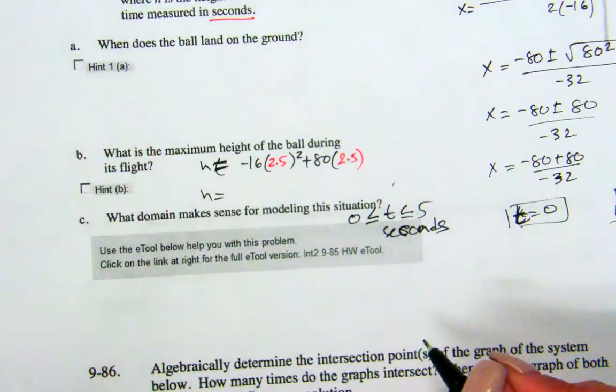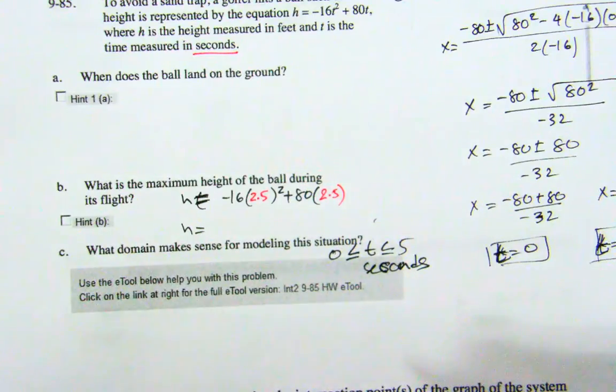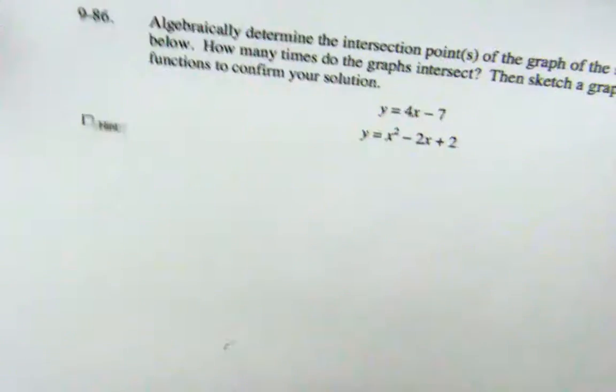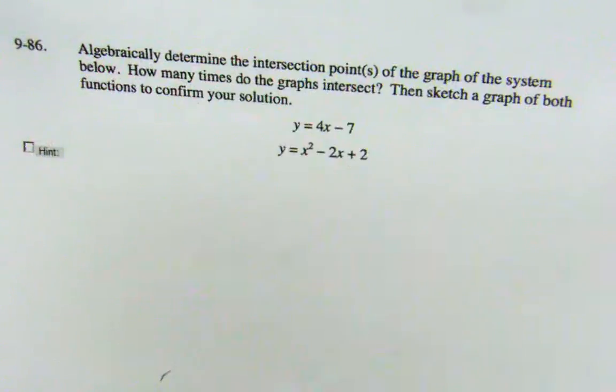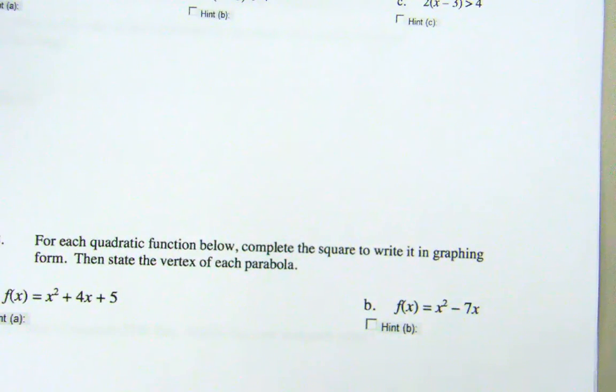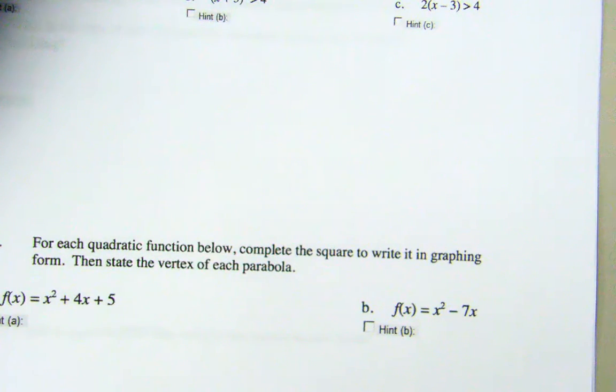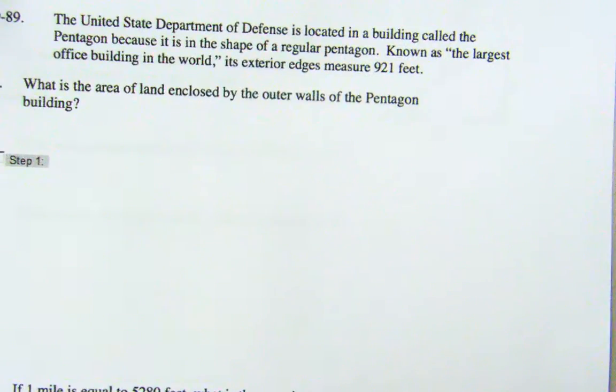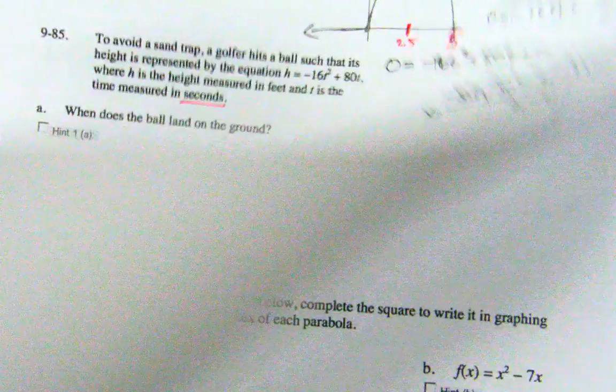All right, so that was 85. You can see that we just spent 10 minutes on 85, so you can see the rest of this is probably going to be, well, we'll see how it goes. Is there another parabola one I can just put together with this one? Complete the square, write it in graphing form. I don't know about that. Okay, so, all right, I'll just go in order.